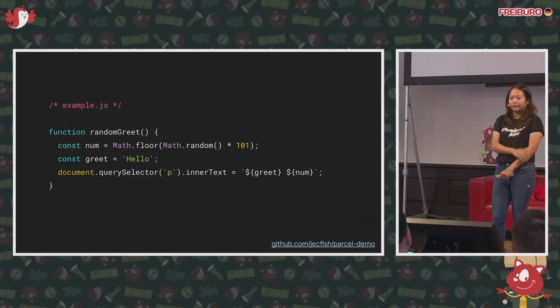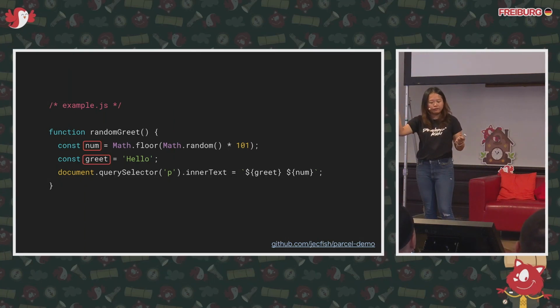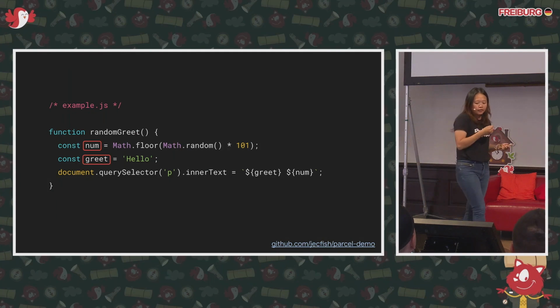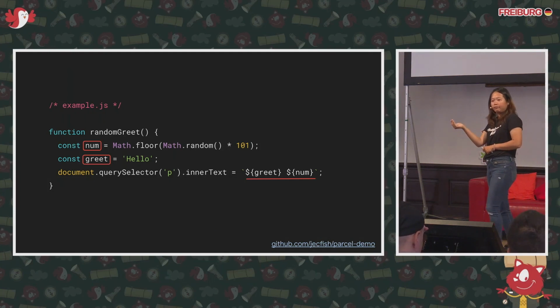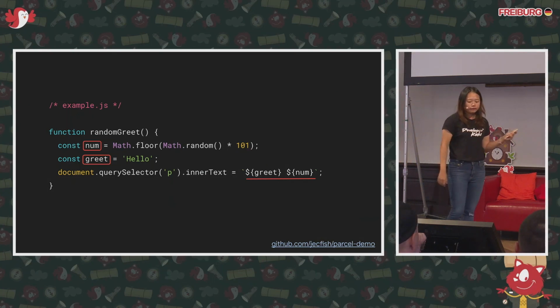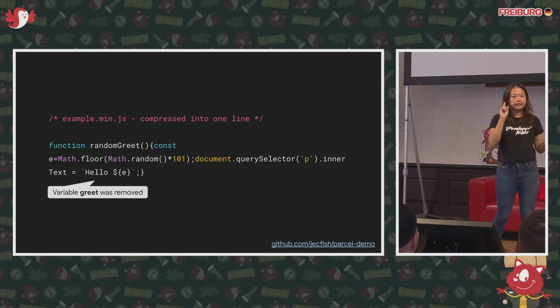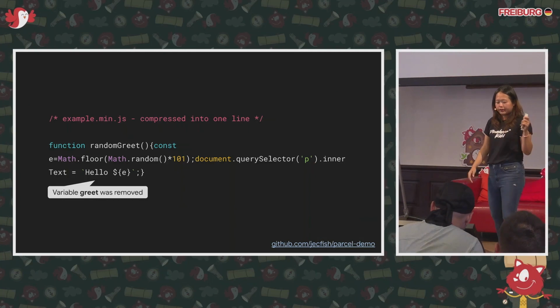We have two variables. One is the num variable that gives a random number, and we have a greet variable which has a static hello string. And then we use the greet and the number to show on the screen. So that is great. After you build your code with a bundler, a build tool, this is your output. You get just one single line, and you get shorter variable names.